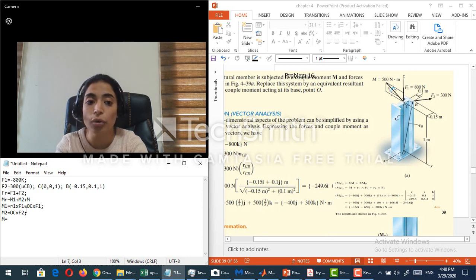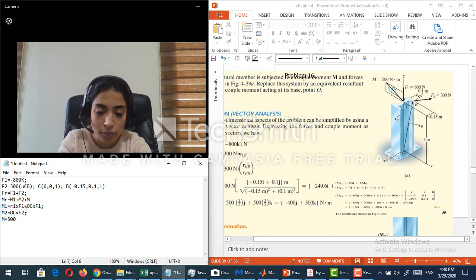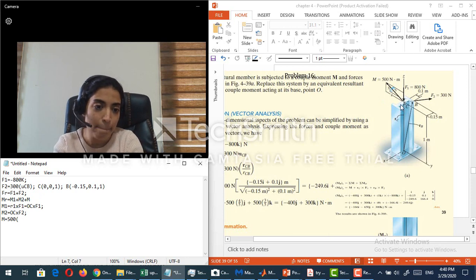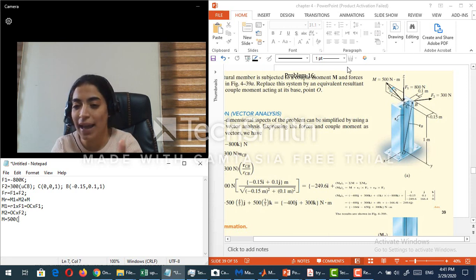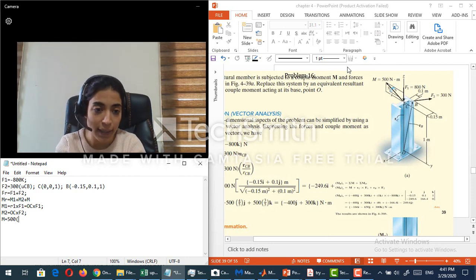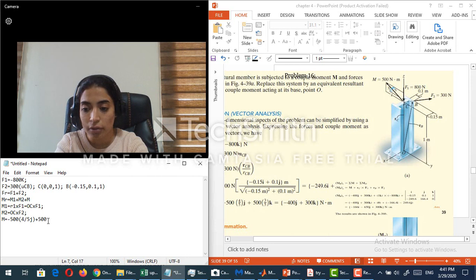Now what is M in vector form? M is basically this 500 Newton meters times what? In fact, guys, if I go over this M, it lies in the plane z-y, so it will have only two components, one in minus y, minus j, and the second one in k. So M will be equal to 500 times 4 over 5 j, in the negative direction, and 500 times 3 over 5 k in positive z. So this is M.